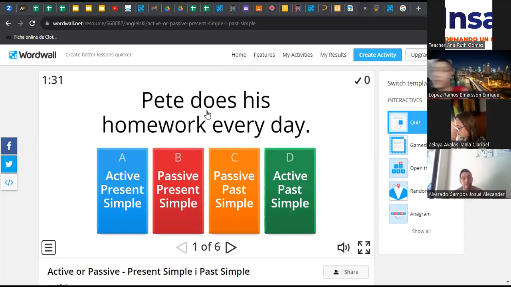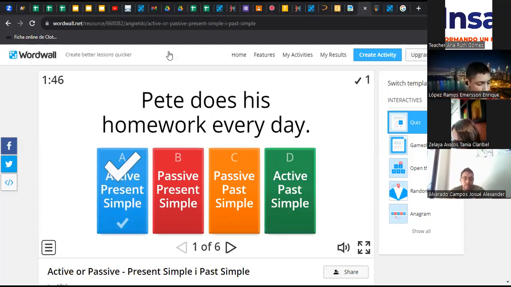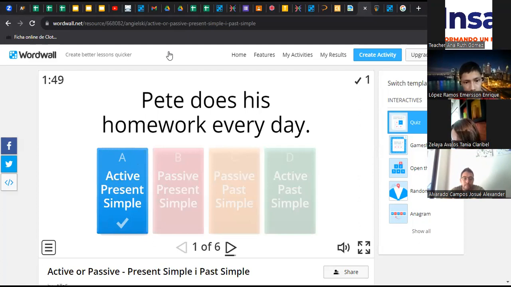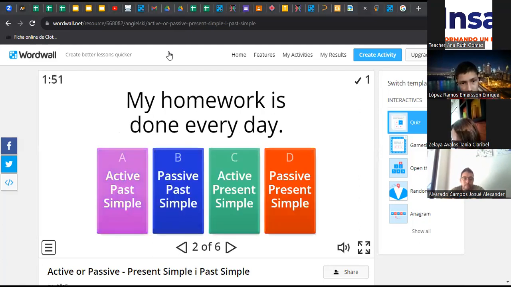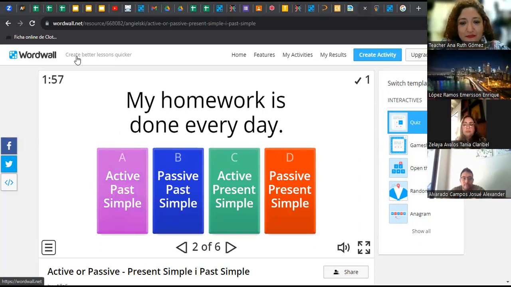Right. Okay, so Josue, read the sentence, please. Pete does his homework every day. Okay, guys, what kind of sentence is this? Active present simple. Very good. Active present simple. Excellent. It is like if you have a last name and name, right? Active present simple. What about this one, Josue?